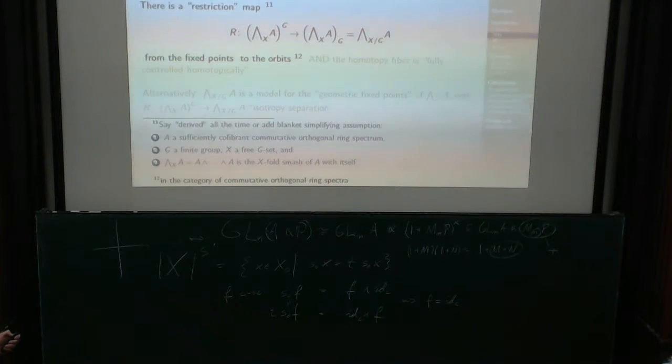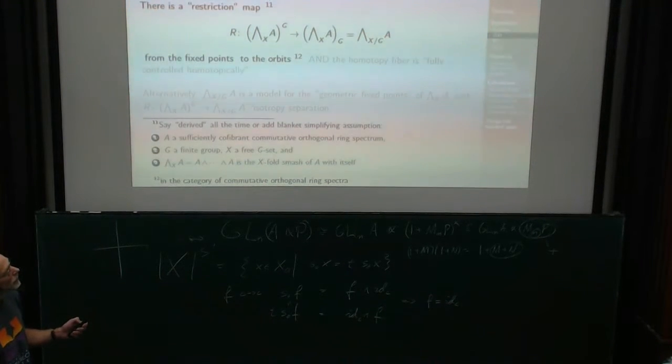Well, under these circumstances, I have a restriction map going down from the fixed points to the orbits in the category of commutative orthogonal ring spectra, which may seem scary, but it turns out just to be the smash product of A with itself, not the number of times there are elements in X, but the number of times there are orbits of X.